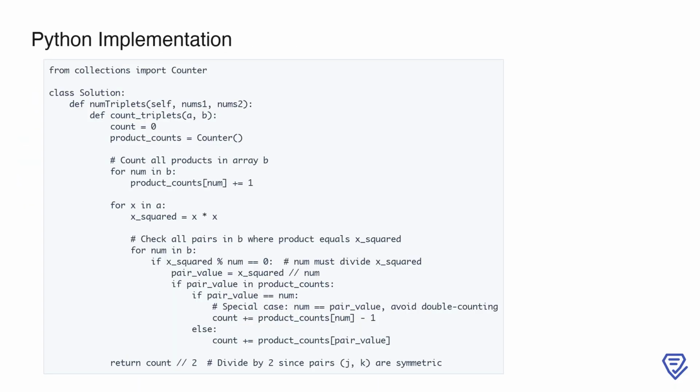Here, we define the numTriplets function inside the Solution class. This function takes two lists, nums1 and nums2, and aims to count the number of valid triplets where the square of one number equals the product of two others.